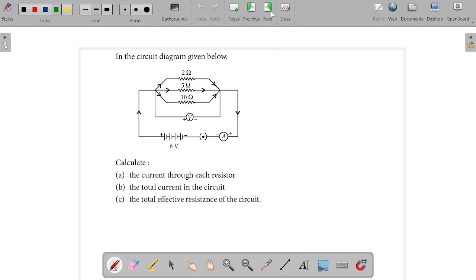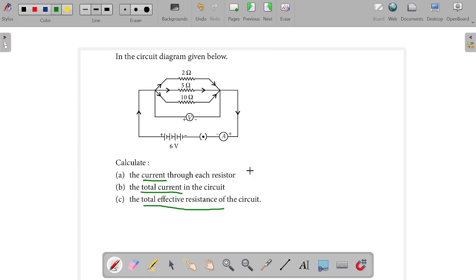So are you ready for the next problem? So let us see another problem which was asked previously in the board exam itself. So here now 3 resistors are connected in parallel. We have to calculate the current through each resistor, then the total current in the circuit and the total effective resistance of the circuit.